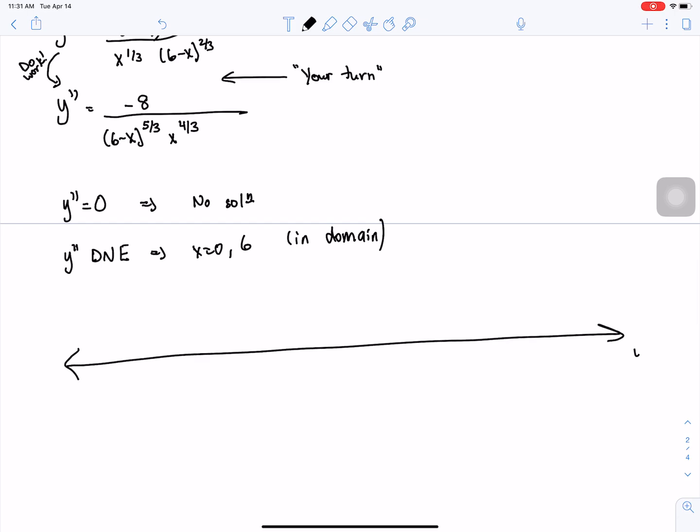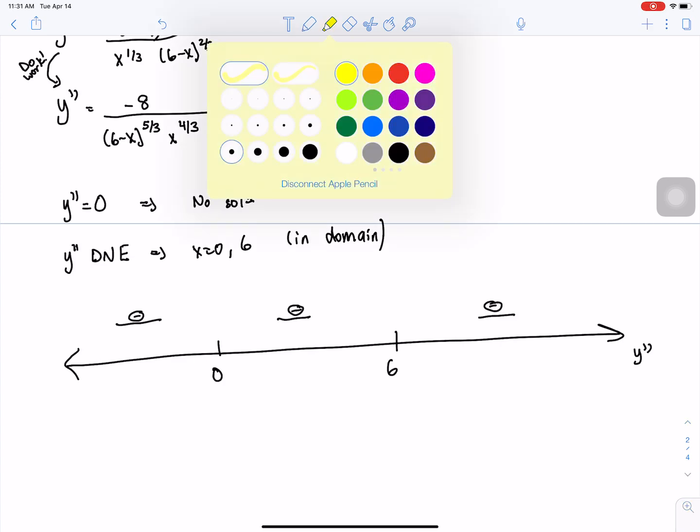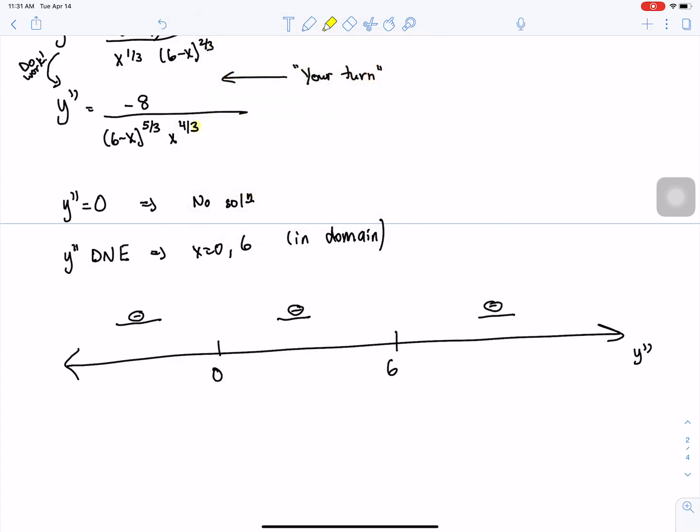We do our number line with the second derivative, so I will include 0 and 6. When x is negative 1, my numerator is always negative. You can see it's always negative 8. My denominator, when x is negative 1, you're doing the power of 5 and then cube rooting it. This one will be always positive because you're going to do the power of 4 before you cube root it.